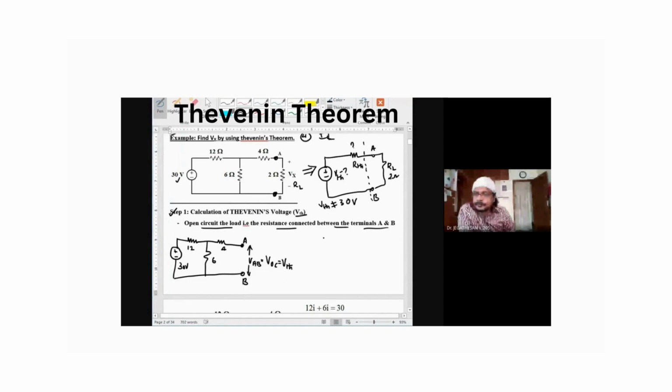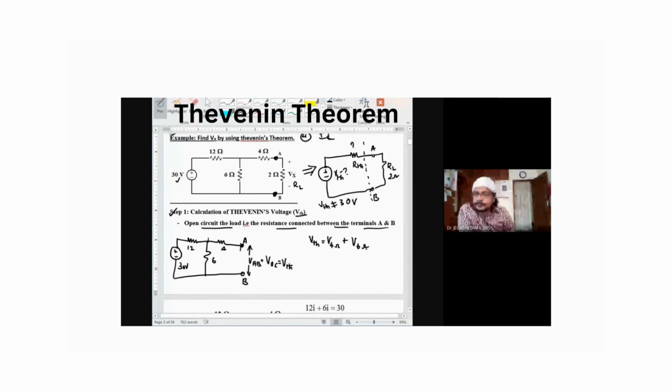Okay. Now, how to find out Thevenin's voltage? Between the open circuit terminals, what are the resistances available? Please listen carefully, students. VTH is equal to the voltage across 4 ohm plus the voltage across 6 ohm.